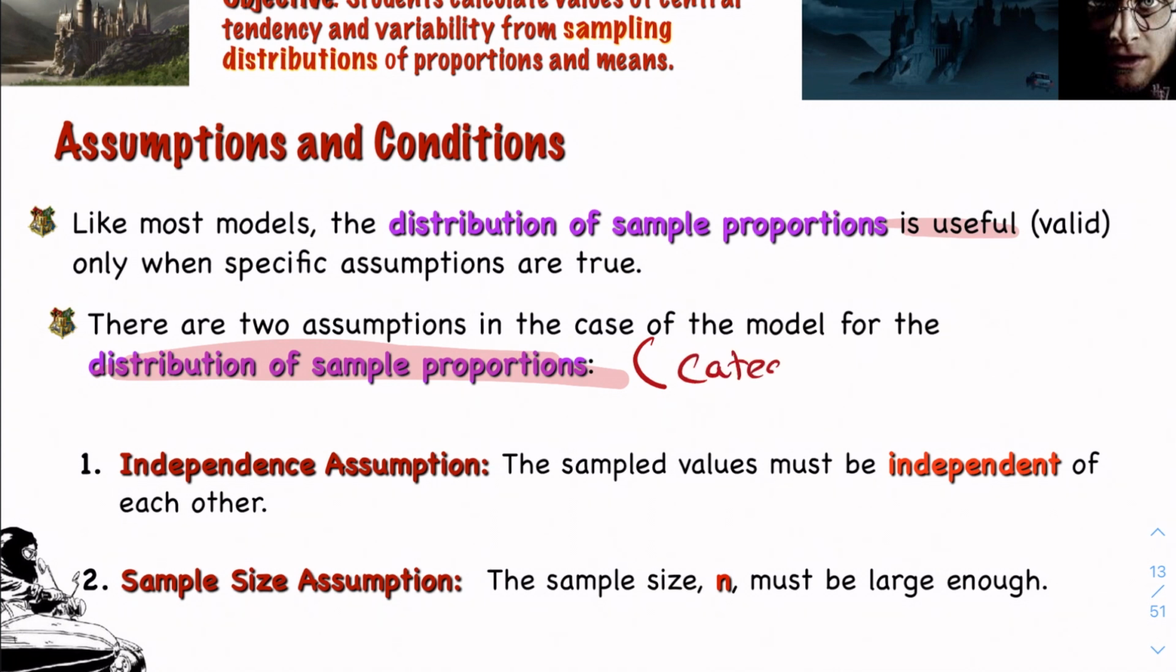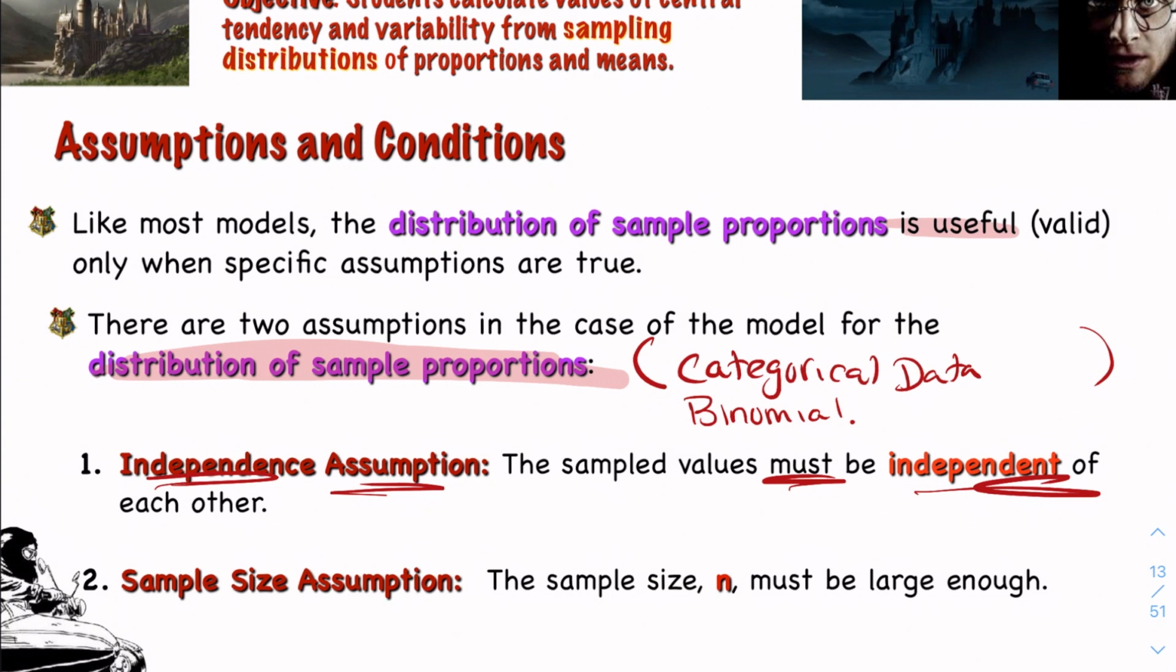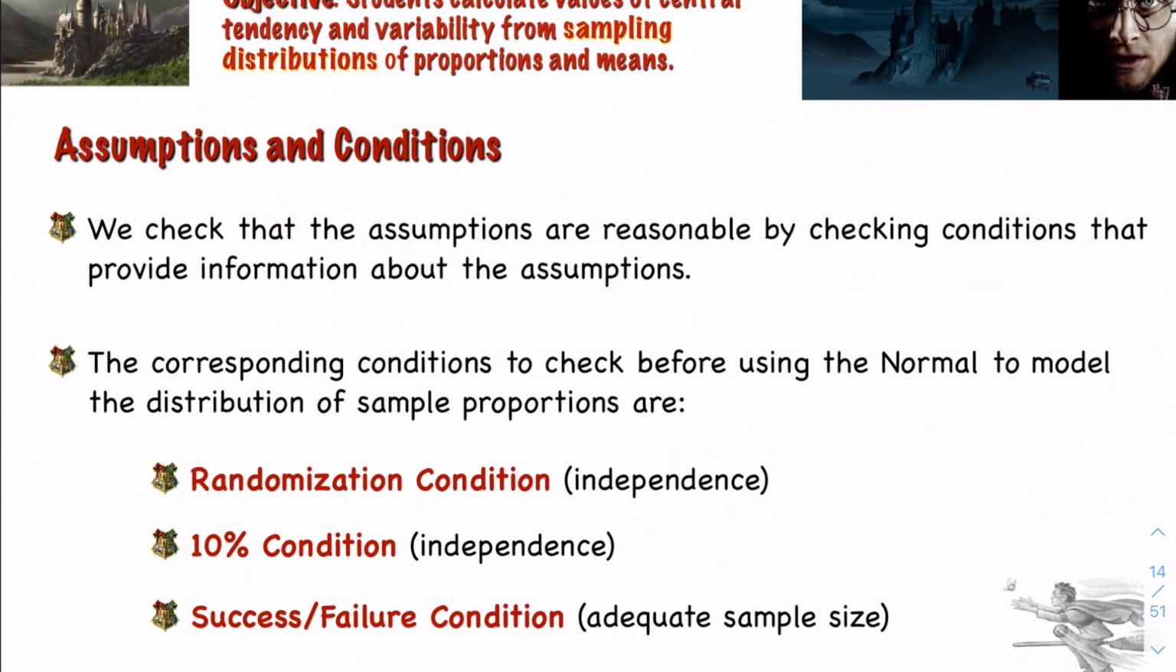We are talking about categorical data. We are thinking two outcomes, or binomial type of distributions. Yes, no situations. So the first one, and this is key, is the independence assumption. The sample values must be independent of each other. It has to be. And the second assumption is the sample size assumption. The sample size, n, must be large enough. And you're like, okay, well, what does that actually mean?